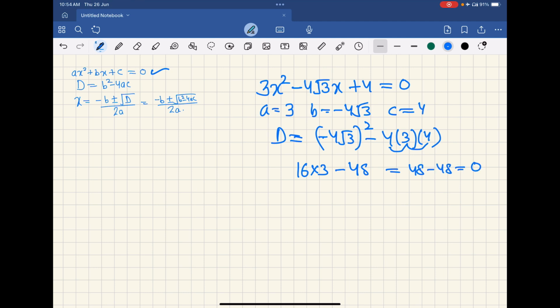अभी d 0 है. अगर d 0 है तो क्या हमारा आंसर होता है? रियल एंड इक्वल रूट्स. ओके. सो क्वेश्चन क्या कह रहा है? अगर रियल रूट एग्जिस्ट वी हैव टू फाइंड. सो अभी हमें d 0 मिल गया तो अब हम क्या करेंगे? लेट अस फाइंड द रूट्स. सो x इक्वल्स माइनस b. मेरा b क्या है? माइनस 4 रूट 3. सो माइनस ऑफ माइनस 4 रूट 3.